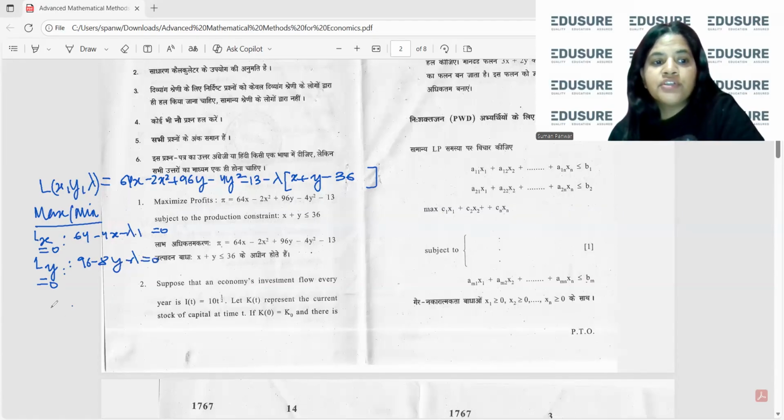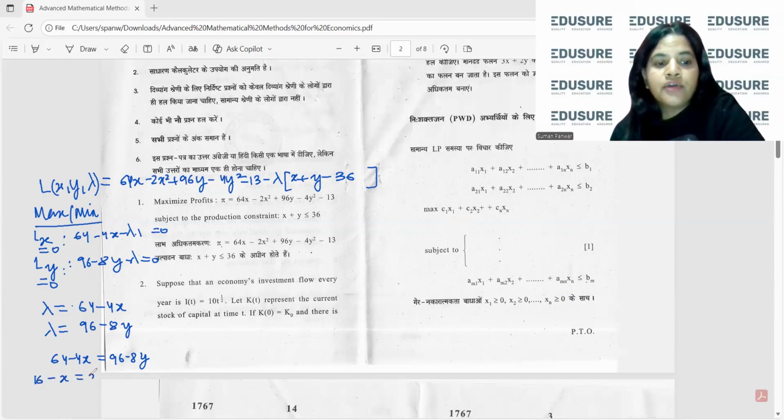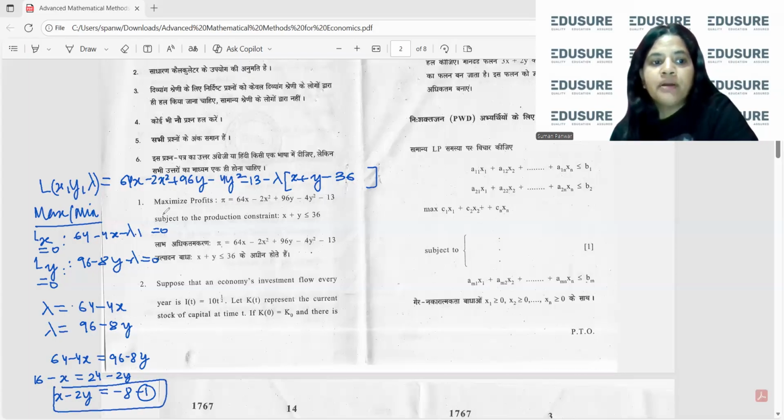So from these two equations, I have lambda is equal to 64 minus 4x and also lambda is equal to 96 minus 8y. So we have 64 minus 4x is equal to 96 minus 8y. So cancel 4 on both the sides. So 16 minus x is equal to 24 minus 2y. So x minus 2y is equal to minus 8. This is my first equation. This is from the necessary conditions for maxima and minima.